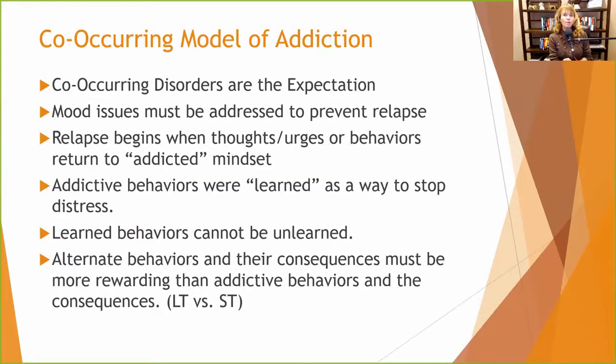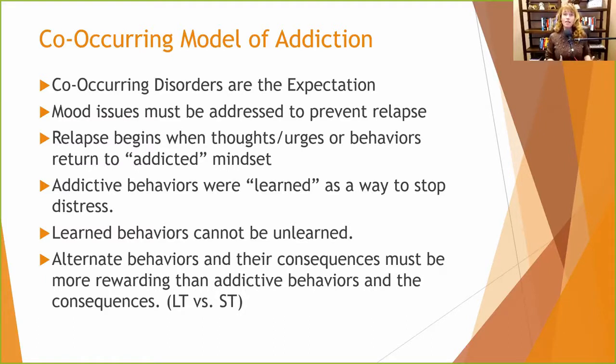The co-occurring model of addiction. Now, I want you to just remember this as we're talking. It says that co-occurring disorders are the expectation. The person may not have been depressed, anxious, whatever, before they started using. They may not have even been symptomatic for bipolar or schizophrenia, but the stress of the addictive behaviors and the stress on their body can trigger the psychosis or the bipolar disorder to show its head.